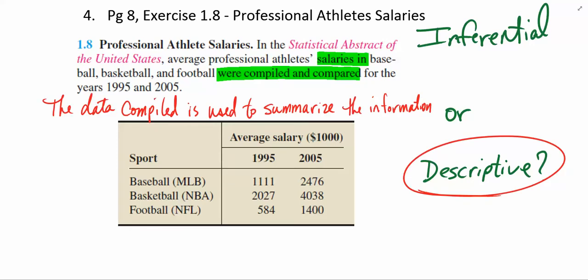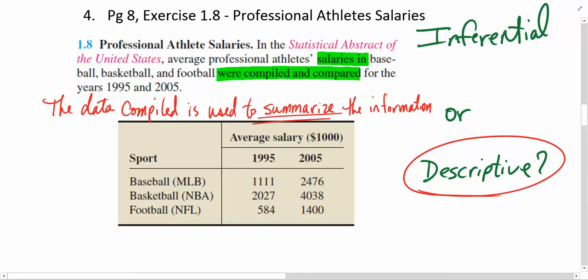This would be an example of descriptive statistics, or this is a descriptive study because the salaries of these professional athletes were compiled and compared for the years 1995 and 2005. This data that was compiled is used to summarize the findings or summarize the information from a large group. It wasn't used to draw a conclusion about the salaries of these professional athletes. It was simply used to summarize the findings and put it in order.